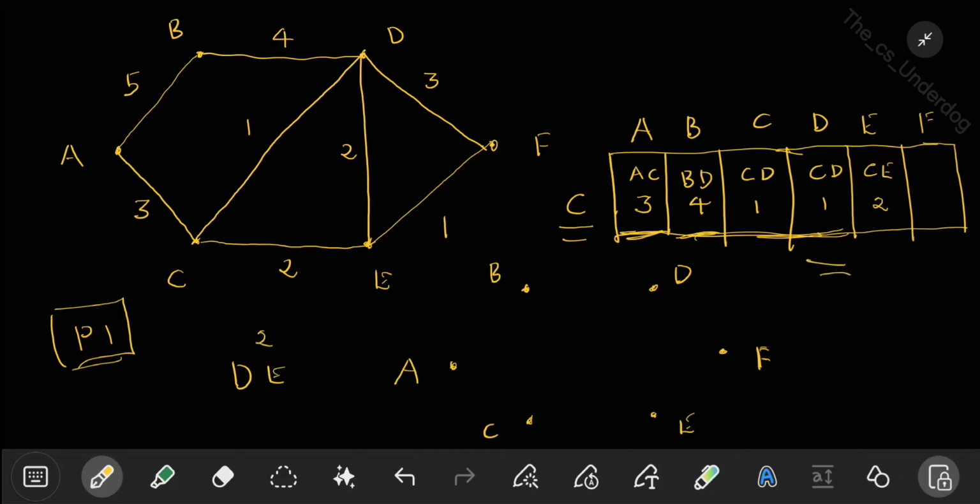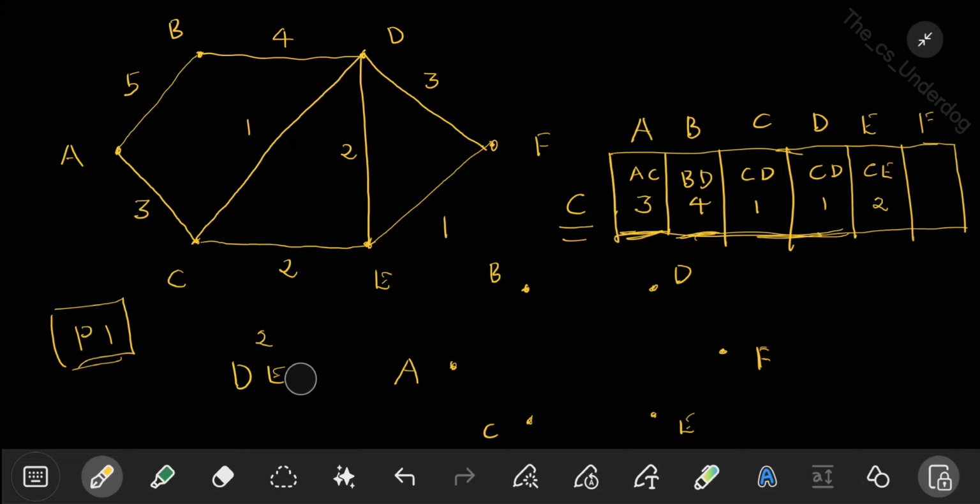What about D? CD with value 1 is present there. 2 is not smaller than 1, because of which we don't have to change the value in D. What about E? In E, you are having CE, which is having value 2. And it is same as D, so you need not change the entry.